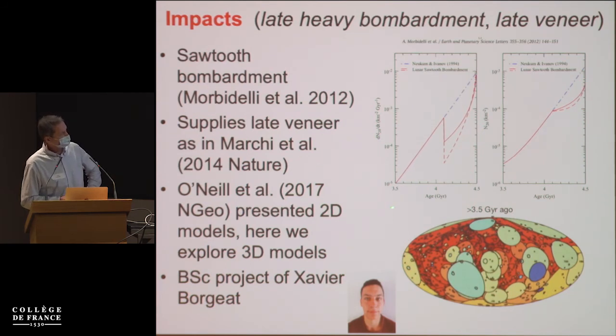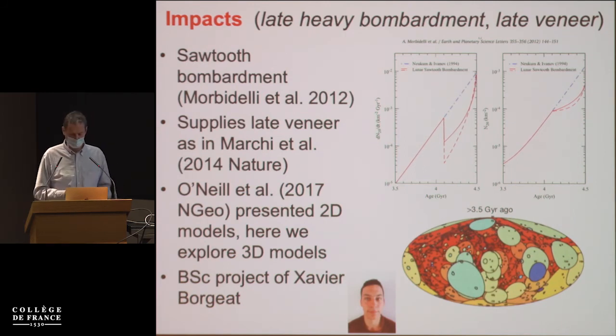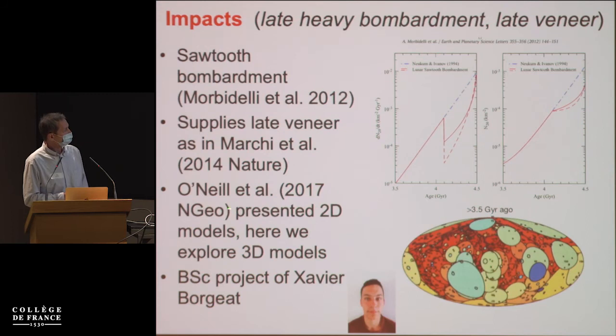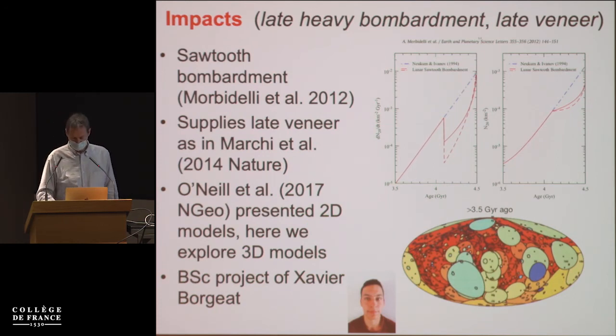But what is the mechanical effect of all of these impacts? And now this is from Marchi et al. This is the location of the impactors or the impact craters 3.5 billion years ago. So according to this, the number of impactors, well, this looks like the surface of the moon. It's completely saturated by impacts. And so all of these impactors must have had some mechanical and thermal effect on the early Earth. And so this was explored by Craig O'Neill very nicely in 2017. He published 2D models. We have been running 3D models.